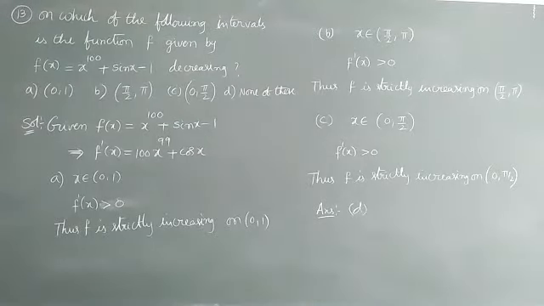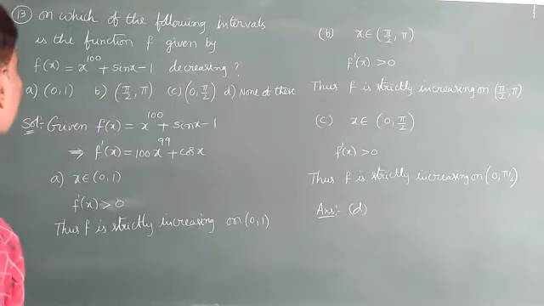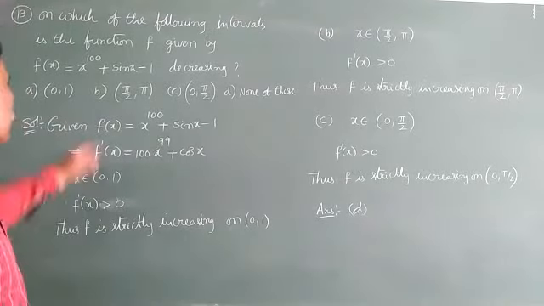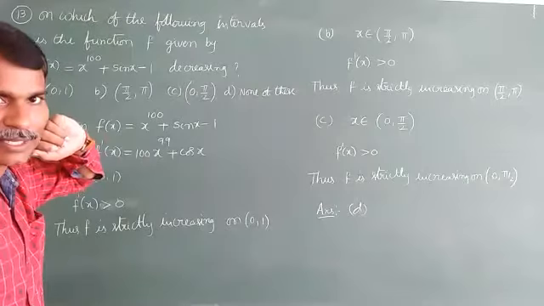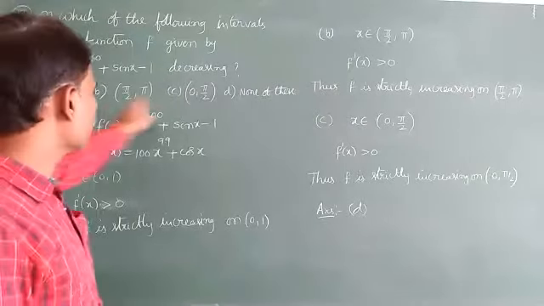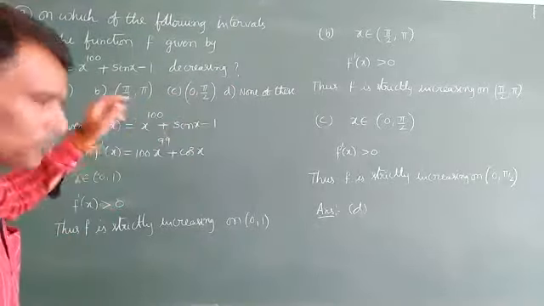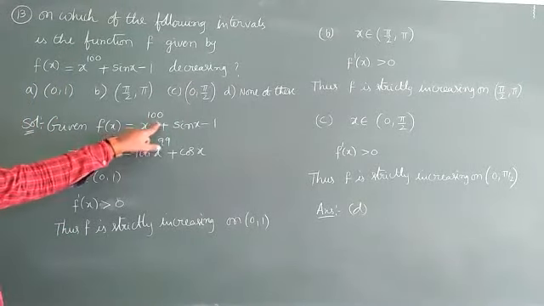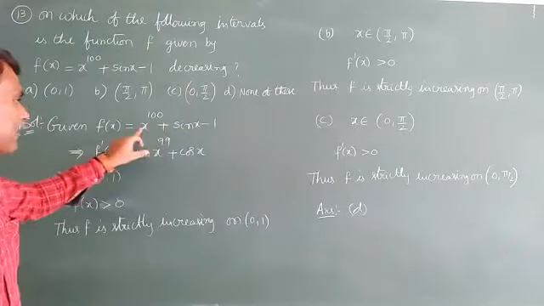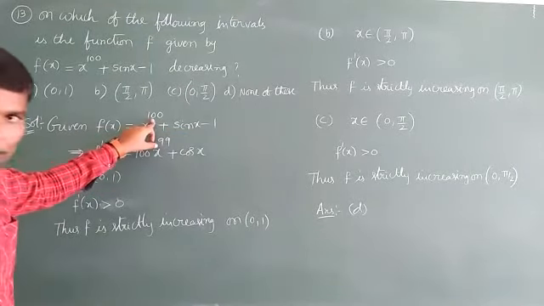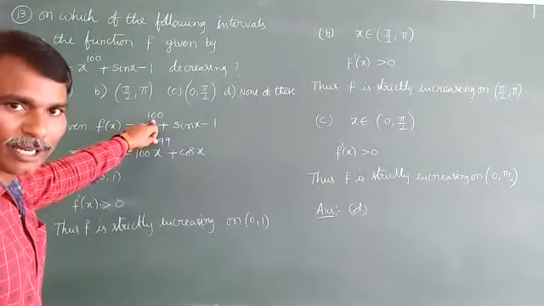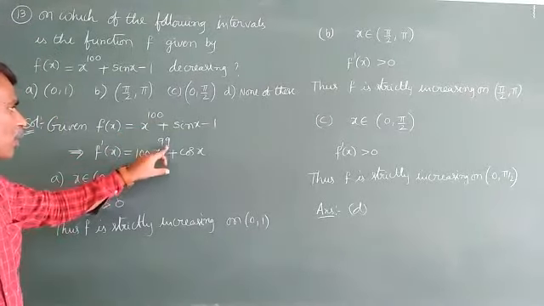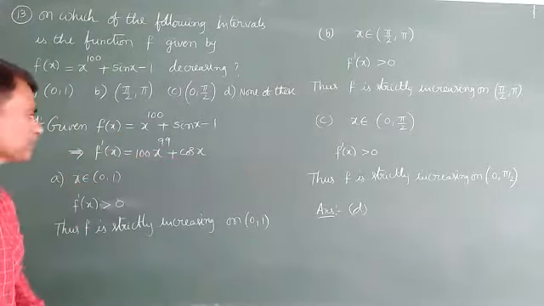Students, next the 13th one. On which of the following intervals is the function f given by f of x equal to x power 100 plus sin x minus 1 decreasing? That means in which option it is decreasing. We are checking now. Given f of x equal to x power 100 plus sin x minus 1, the derivative is already known: for x power n, the derivative is n into x power n minus 1. So 100 into x to the power of 99, and sin x derivative is cos x.